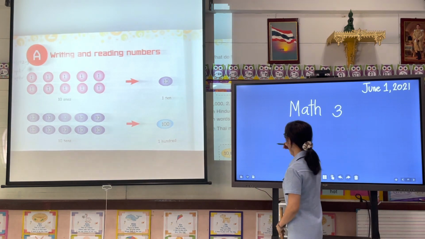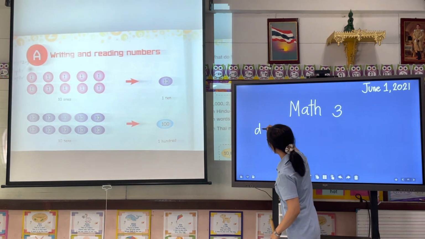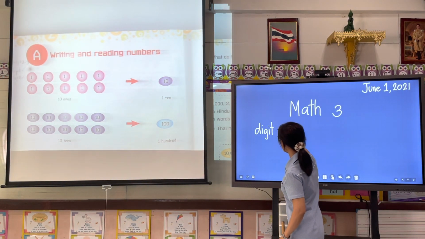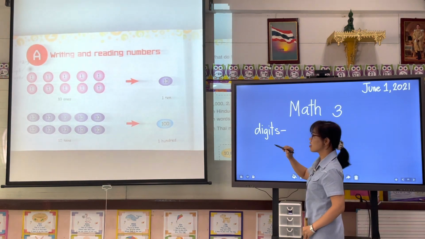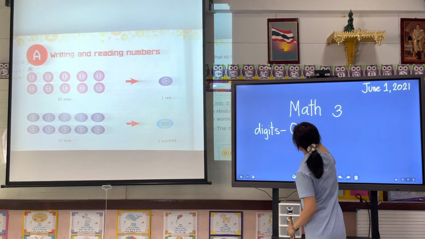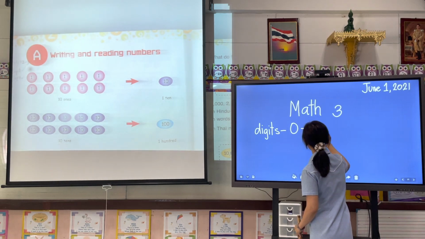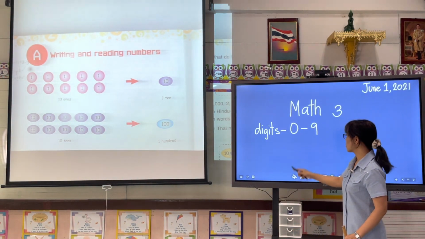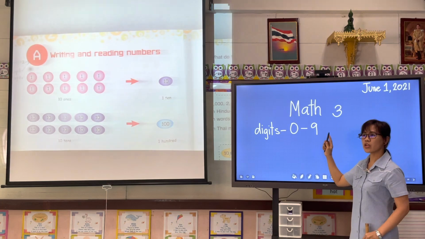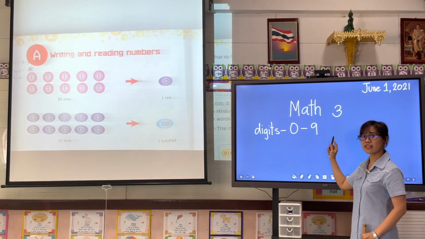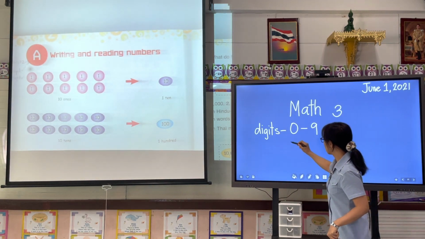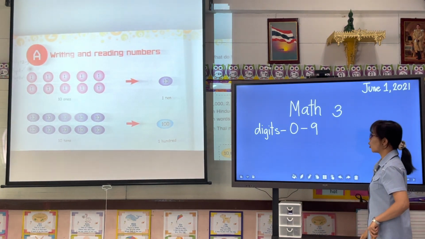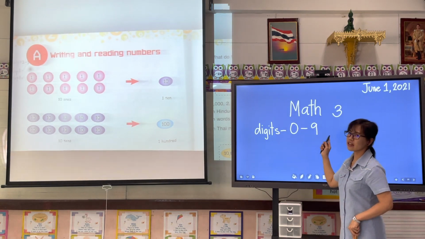So when we say digit, do you remember this? Let me remind you about digit. So these are our digits. Digits are from 0 to 9. So 0, 1, 2, 3, 4, 5, 6, 7, 8, 9. Those are what we call digits. Now, these are single digits.